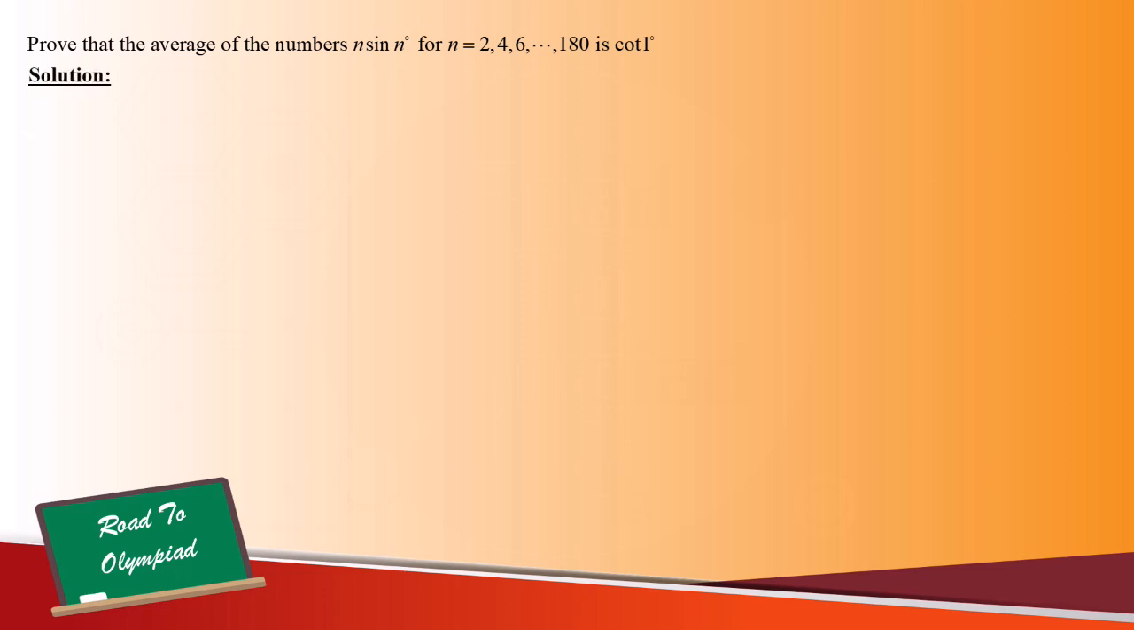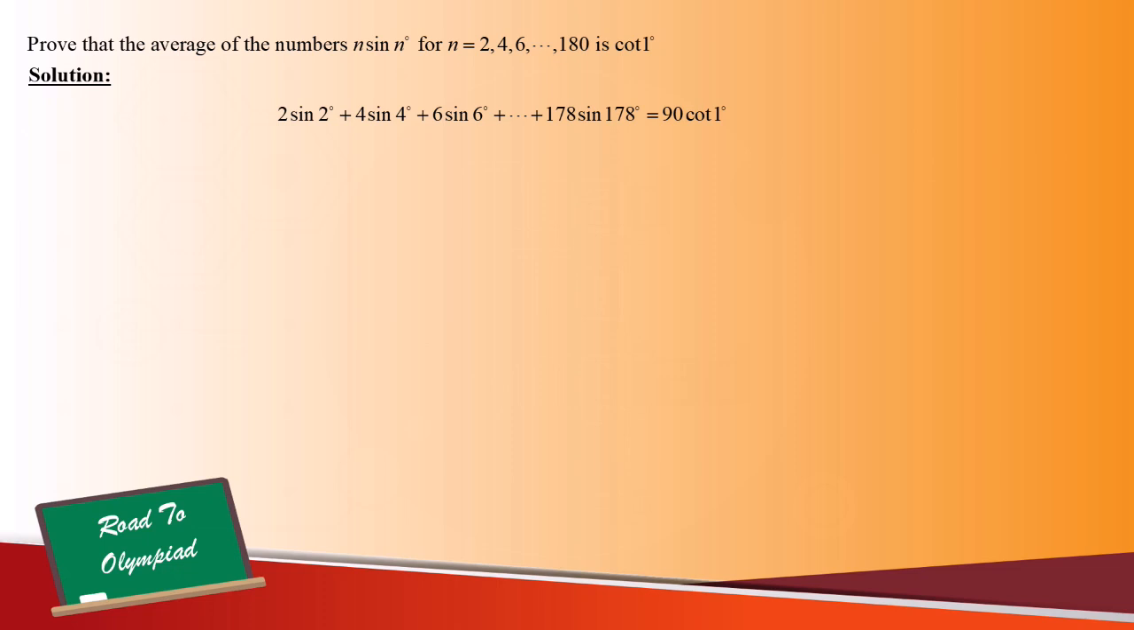To solve this problem, we start by noticing that we are trying to prove that 2 sine 2 plus 4 sine 4 plus 6 sine 6 plus until 178 sine 178 is equal to 90 cotangent of 1, where all the angle measurements here are in degrees based on the information given in the problem. Notice that 180 sine 180 is not here because sine 180 degrees is simply equal to 0.